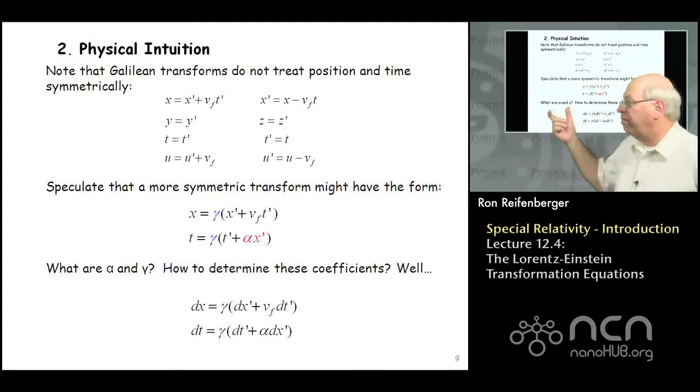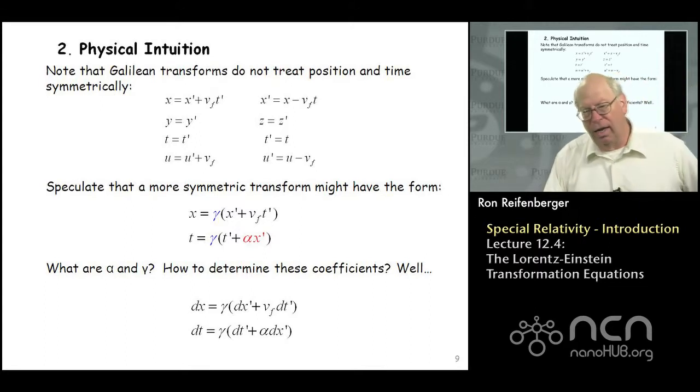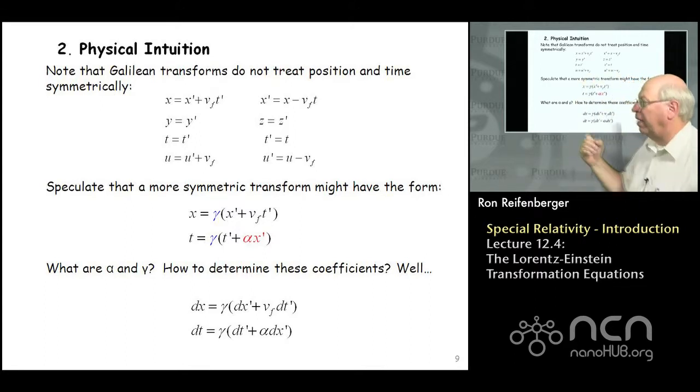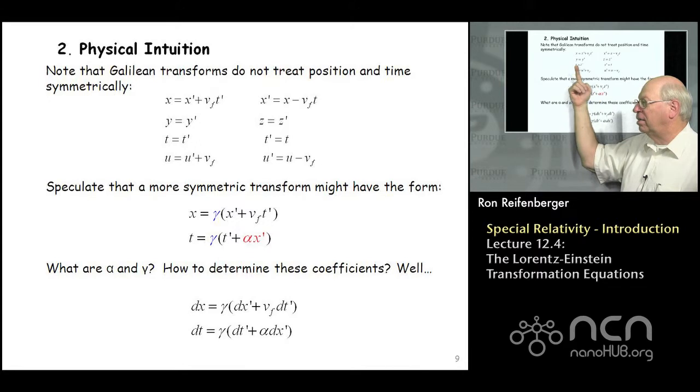So I'm going to start off by reminding you what the Galilean transforms are between the primed and the unprimed inertial reference frames. And I'm going to point out that there's an inherent problem in these transformation equations, and that problem is that the location in space and the location in time are asymmetric, right? There's a different form of the equation that describes the spatial coordinate, and a different form of the equation that describes the time coordinate.